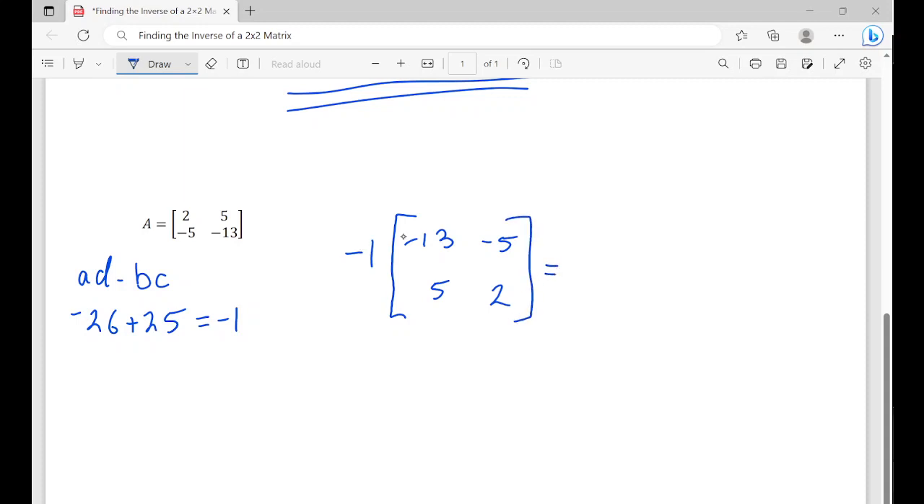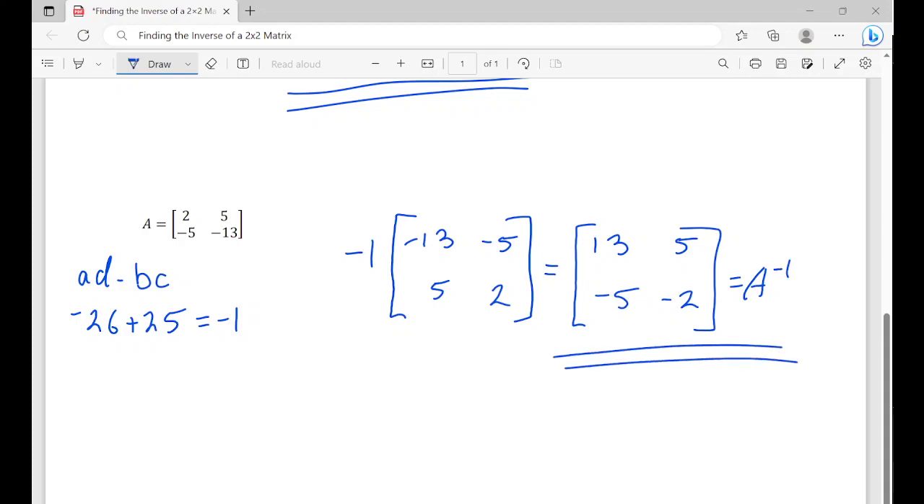And now I just multiply the negative 1 across everything, and I'm going to end up with positive 13, positive 5, negative 5, negative 2. So this will be my inverse matrix for the matrix given.